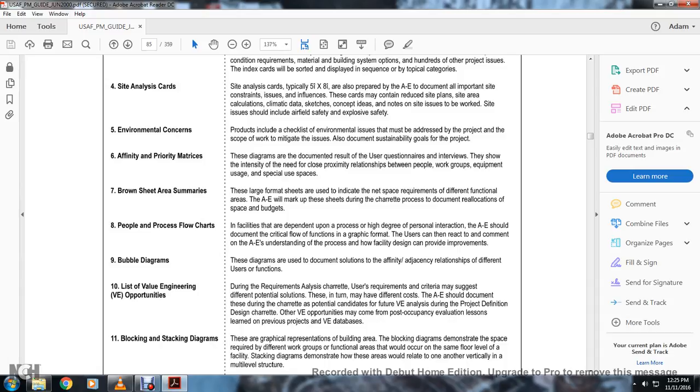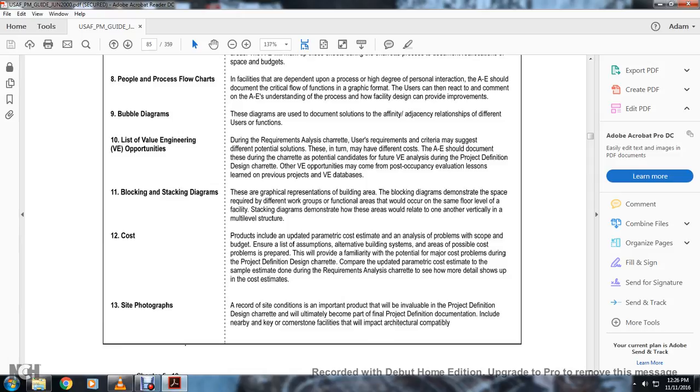During the requirements, the analyst share table the use of the requirements critical may suggest the different potential solutions to determine they have the different cause of the architectural engineering should documentation during the charade and potential candidates for the evaluation of value engineering analysis during the project definition design chart. The other value engineering opportunities may come with the post-occupancy evaluation lessons and learned on previous projects and the value engineering database.